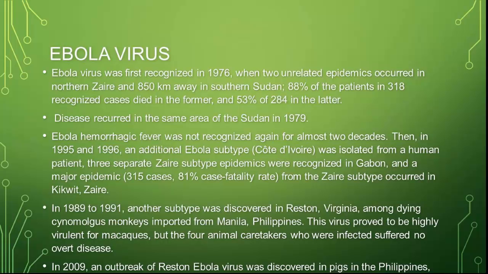In 1989 to 1991, another subtype was discovered in Virginia, among monkeys imported from Manila, Philippines. The virus was highly virulent in macaques, but the caretakers were infected without suffering disease, so it just sickened the monkeys. In 2009, an outbreak of the Reston Ebola virus was discovered in pigs in the Philippines, and there was also evidence of antibodies showing human infection, but not disease.